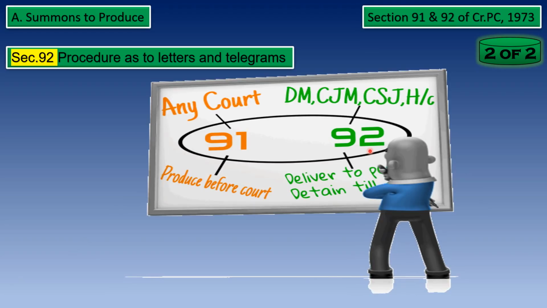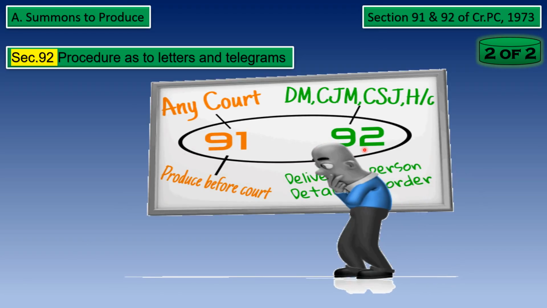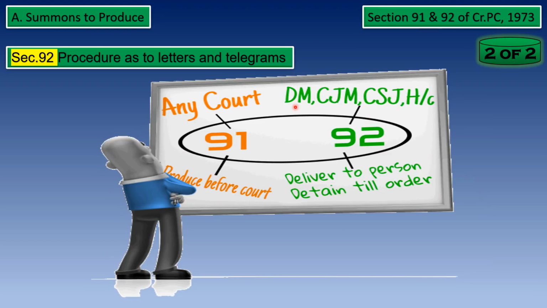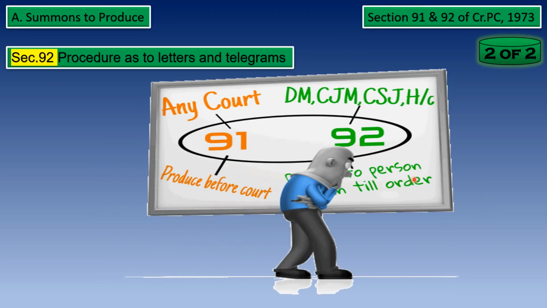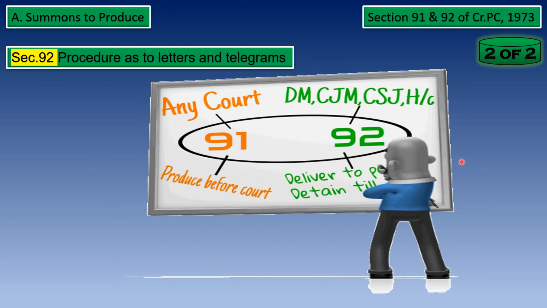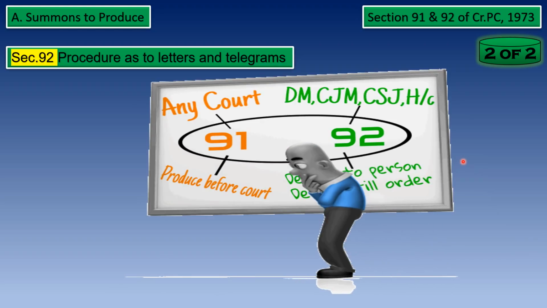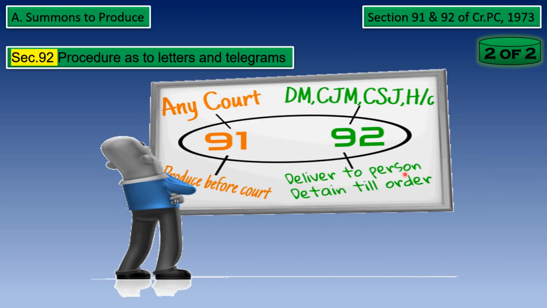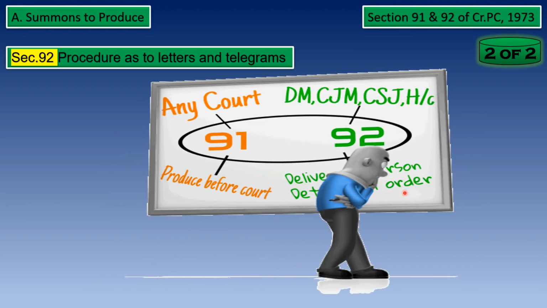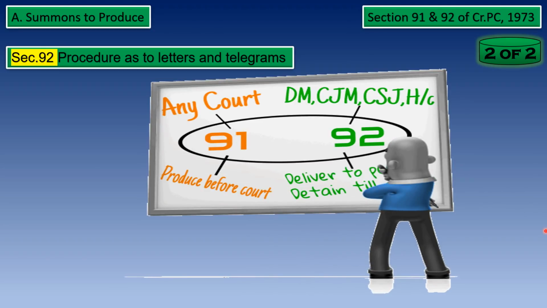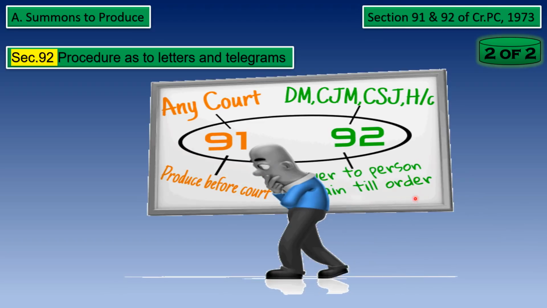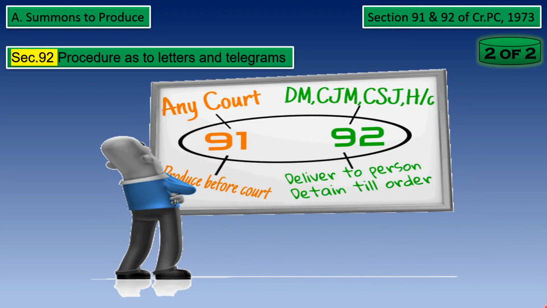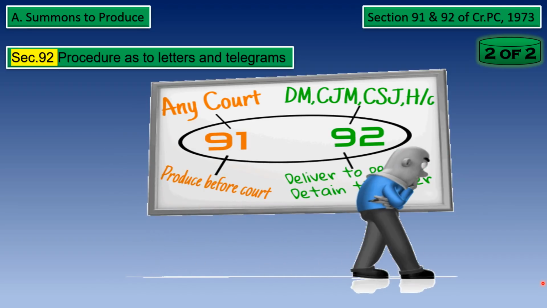Whereas in section 92, we have already covered that only the district magistrate, CJM, court of session judge or the high court can order delivery of the same, that is letter, postcard, telegram, parcel or any other document which is in the custody of the post or telegraph authorities, to be delivered to such person as the court may direct, or even ask the telegraph and the postal authorities to detain it till further orders. So now I hope there's no more confusion between section 91 and 92 of the Criminal Procedure Code.